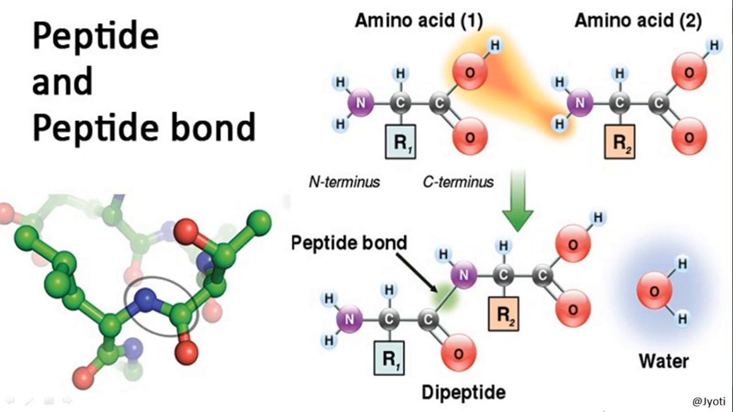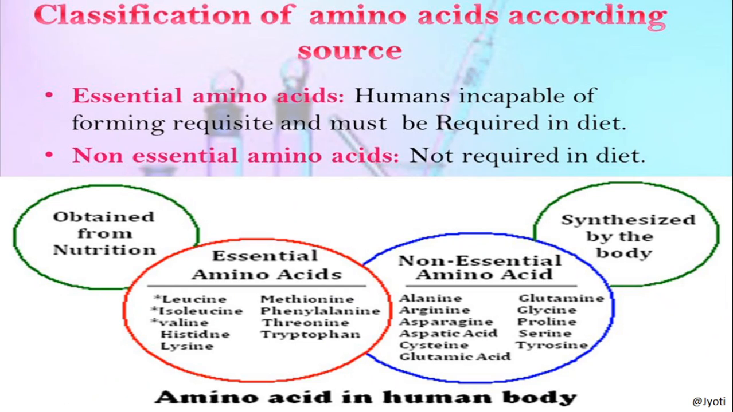So I think this process is clear to you. If you have doubt children, you can pause the video and listen to me carefully. So this is how with the removal of water molecule, the peptide bond is formed and protein is formed. Now we'll study about different types of amino acids.